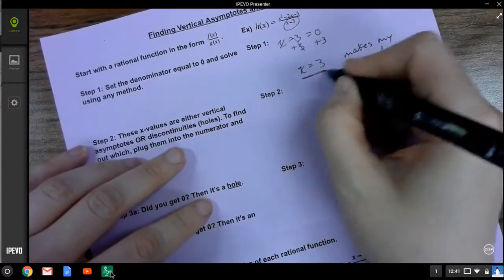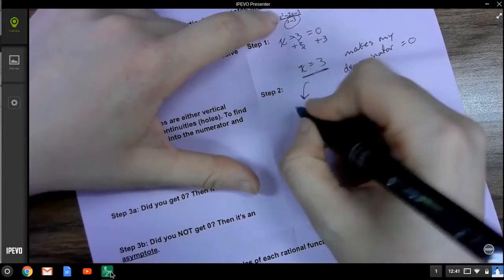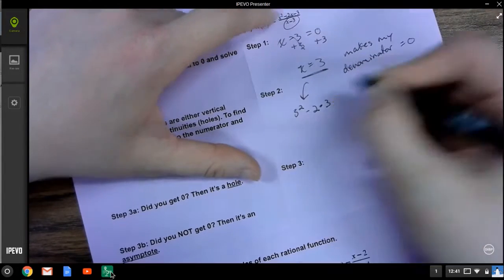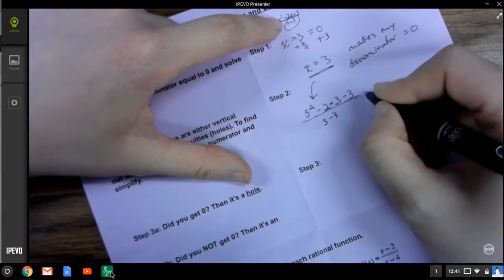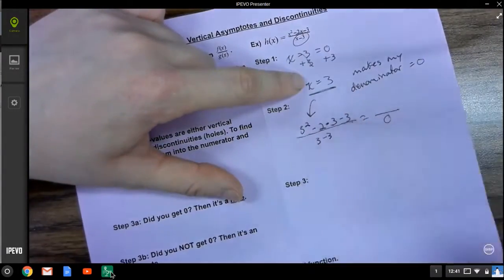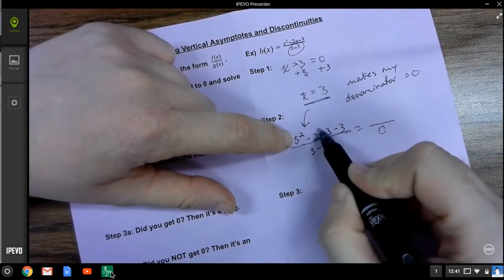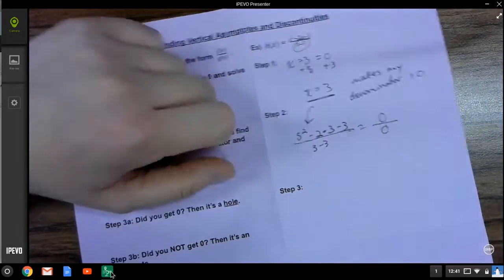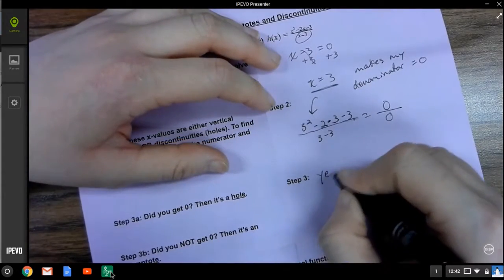So I'm going to take 3, and I'm going to plug it into my equation. So x squared, so 3 squared, minus 2 times x, so 2 times 3, and then minus 3. And then, so x minus 3, 3 minus 3. Okay. So denominator 3 minus 3, we know that's 0. That's how we found 3 in the first place. But on top, so 3 squared is 9, minus 6, minus 3, that also comes out to 0. So I have 0 over 0. So did I get 0? Yes, I did.